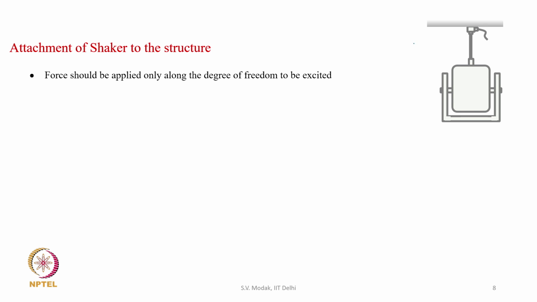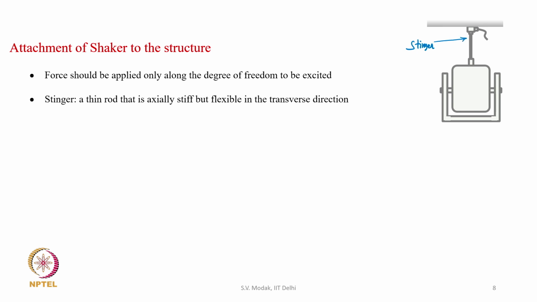You can see it shown here, this is the stinger. This stinger is basically a thin rod which is quite stiff in the axial direction, but flexible in the transverse direction. So, this stinger is axially stiff. Because of that it can very faithfully transmit the force exerted by the shaker from the shaker to the structure, because it is very stiff in that direction.